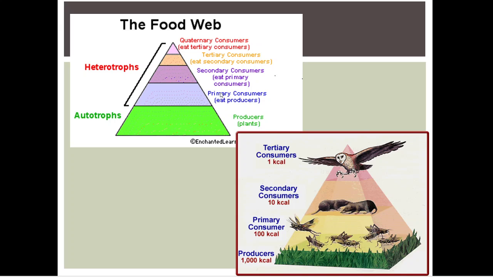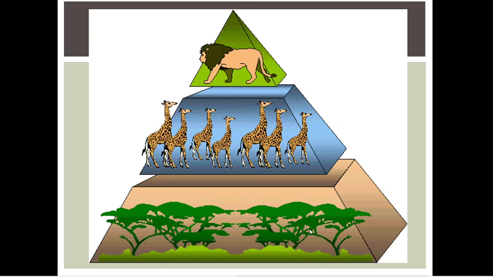Okay, and here's another kind of show of a pyramid. You have producers, primary consumers, secondary, tertiary, and quaternary. I know I can never say it. Okay, and here's another kind of picture like of Africa. So you have the plants, the giraffe eat the plants, and then the lion eats the giraffe. And notice only probably not very much of the original energy here in the plants gets passed up to the lion.